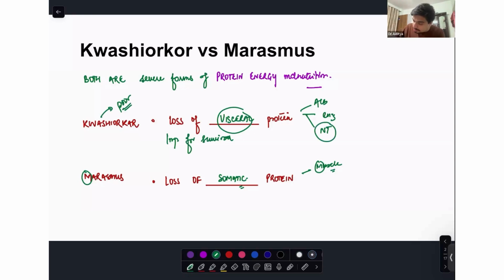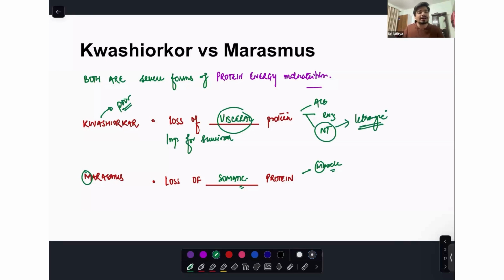If you lose all these neurotransmitters, what is going to happen? Will the child have normal consciousness? The answer is no. The child will become highly lethargic.